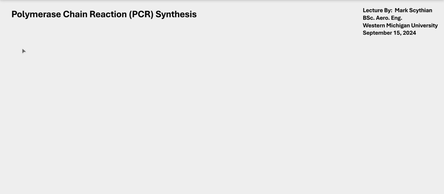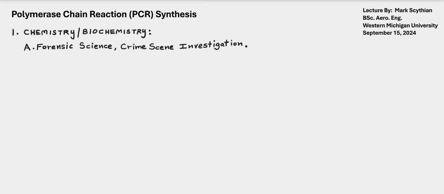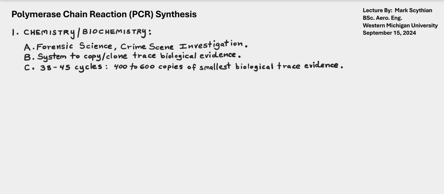The title of this video is Polymerase Chain Reaction PCR Synthesis. So PCR synthesis is primarily implemented in the disciplines of chemistry and biochemistry. Its number one application is forensic science and crime scene investigation. PCR synthesis is a system to copy and/or clone or chain react trace biological evidence. So it behaves sort of like a biological Xerox copy machine.